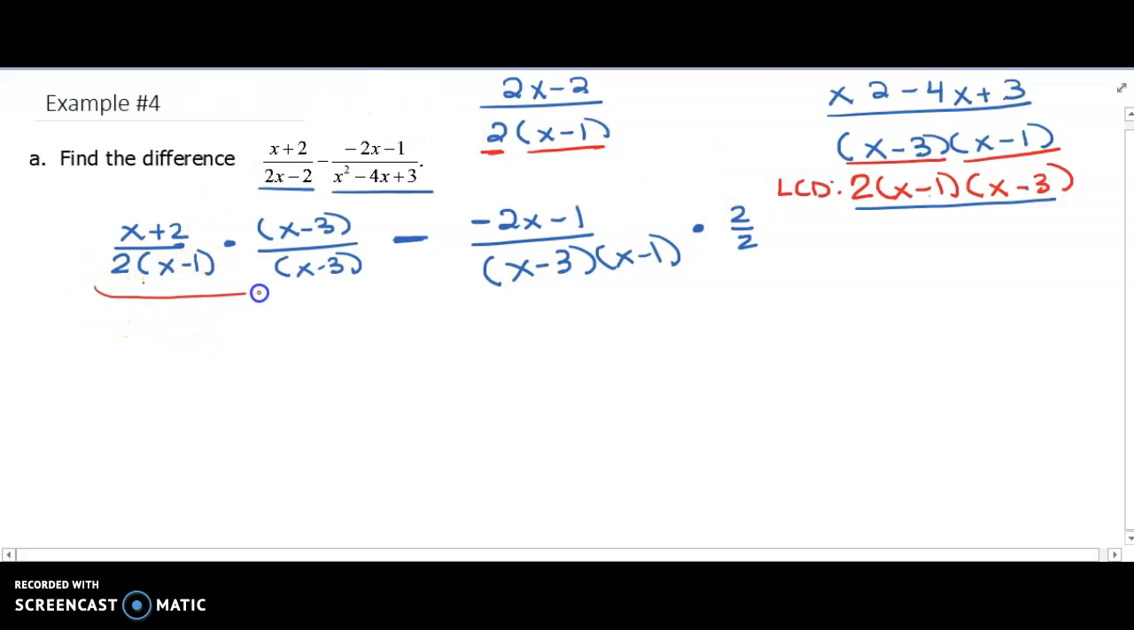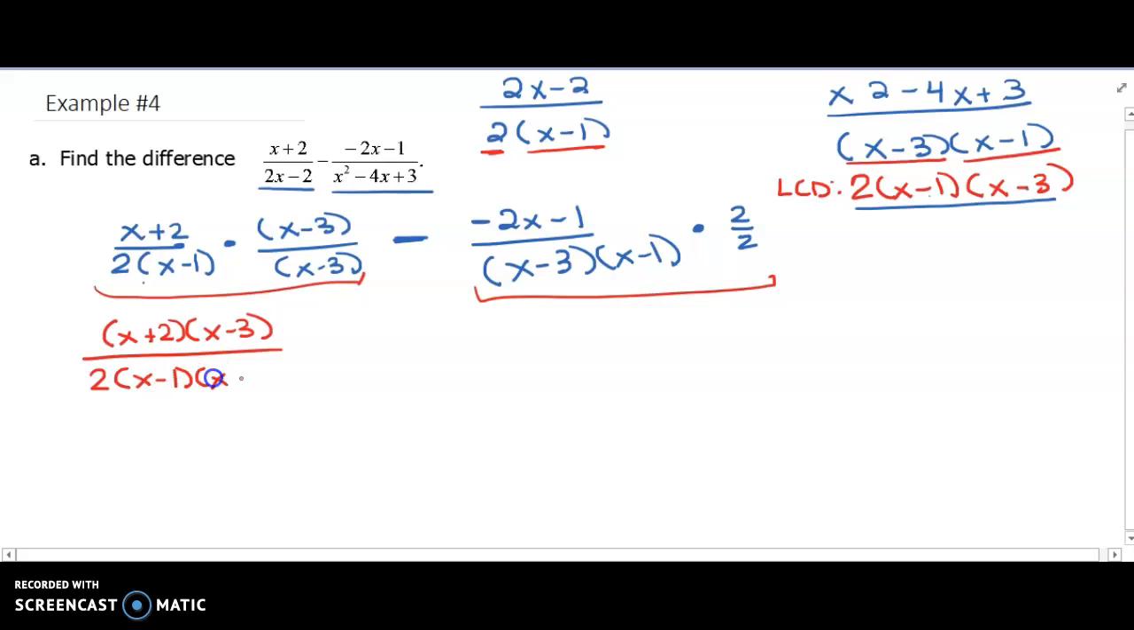Now when I multiply this and this together, what I get is x plus 2, x minus 3 over 2, x minus 1, x minus 3, minus, and then I have the 2, negative 2x minus 1 over x minus 1, x minus 3, and then I also have that 2 that I multiplied it by. Because I have the same denominators, I can put them together now.